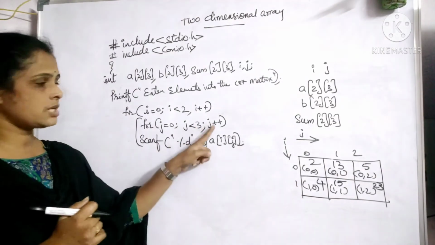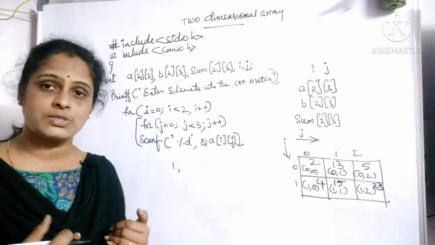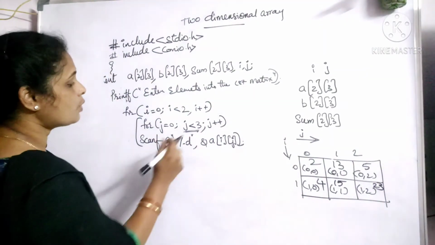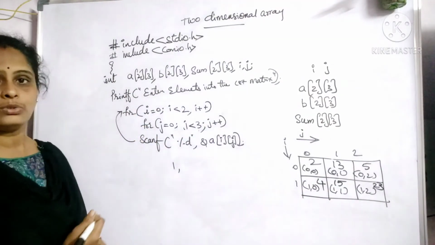Then again j takes an increment. Previously it was 2, now it becomes 3. So is 3 less than 3? The condition is false here. So what happens? It will come out of this inner loop and goes to the outer loop.